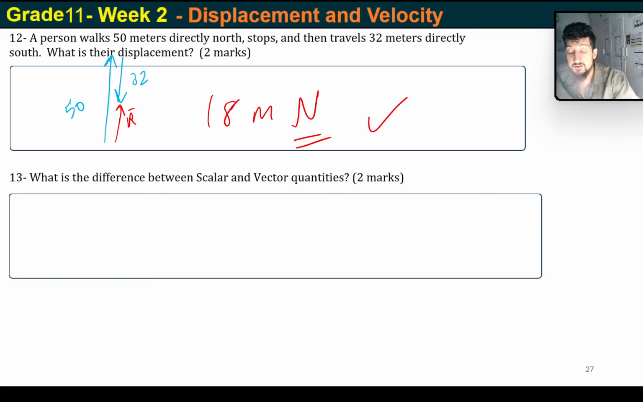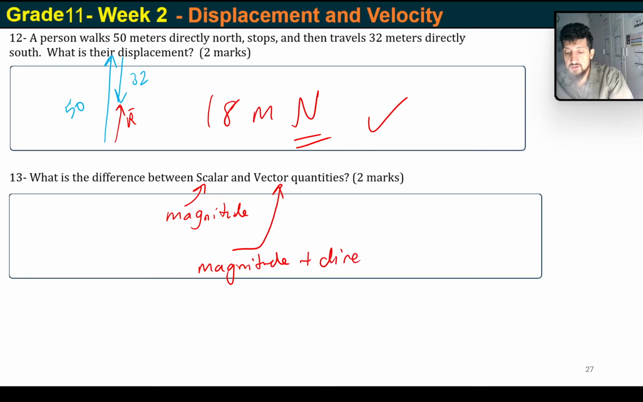Remember the direction. What is the difference between scalar and vector quantities? Scalar quantities have magnitude only. Vector quantities have magnitude plus direction, or size and direction.